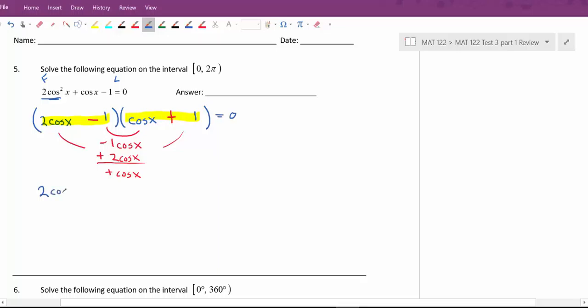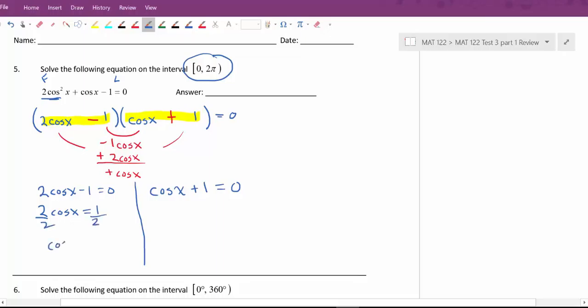So we're going to do 2 cosine x minus 1 equals 0, and we're going to solve that equation on an interval from 0 to 2 pi. Then I have cosine of x plus 1 equals 0. Now we've got 2 cosine x equals 1. I can add 1 to both sides, then divide by 2. So I'm going to look at cosine of x equals 1/2 and look that up on a unit circle.